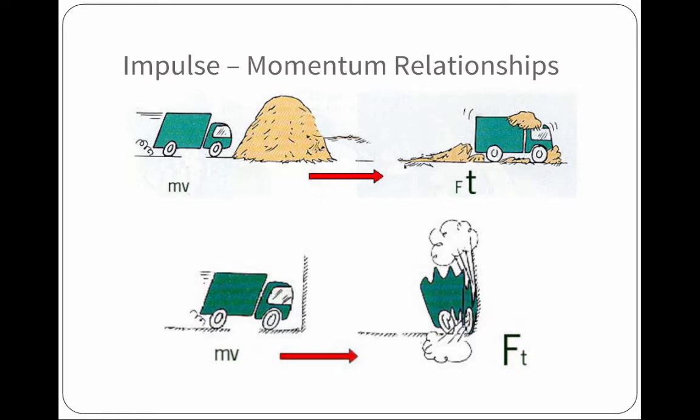So look at these two relationships. In the top relationship, you have a truck that has a mass and a velocity and hits a haystack. The haystack provides a long period of time so that you have a small force of impact. But if the same truck moving at that same velocity were to hit a wall, you would have a very small amount of time for that impact and have a force that was greater.